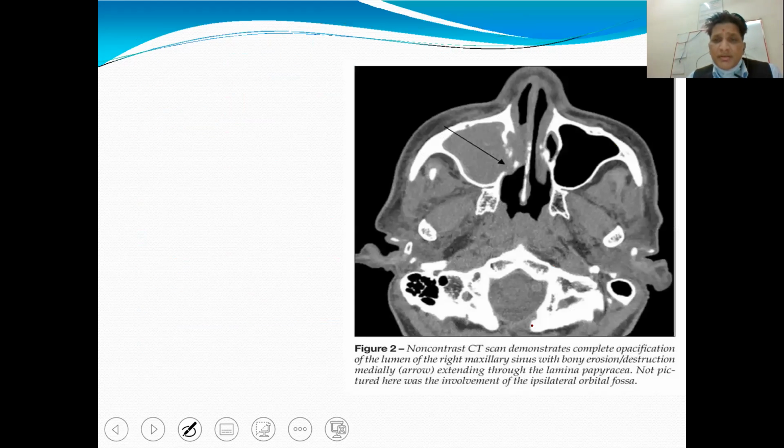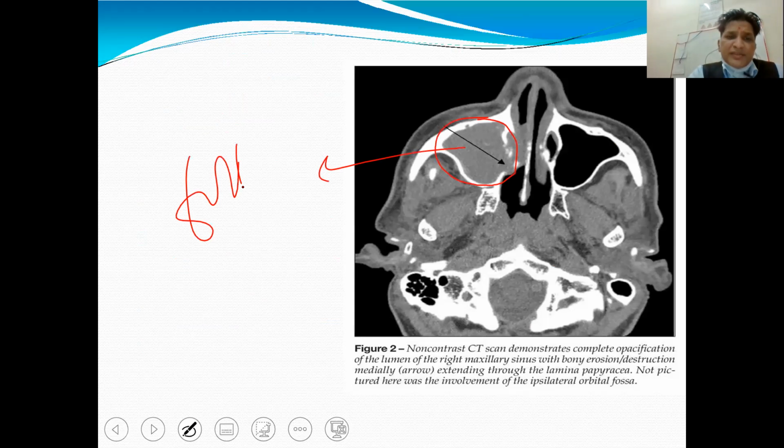So this is a CT scan you can see, and you can easily see that the patient has a filled maxillary sinus, and there is a destruction of the medial wall of the maxillary sinus. The fungal element has also entered into the nasal cavity. This is supposed to be the nasopharynx, this is the posterior nasopharyngeal wall, this is the fossa, and this is the posterior part of the septum.